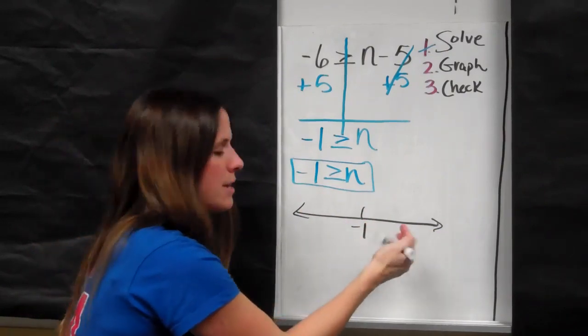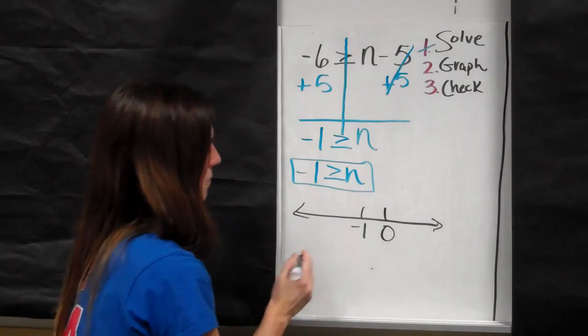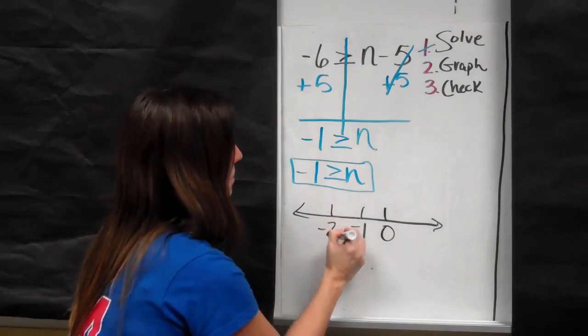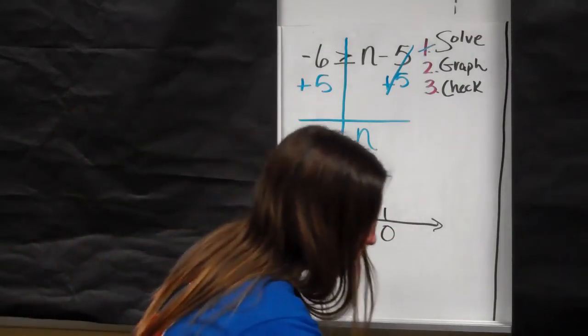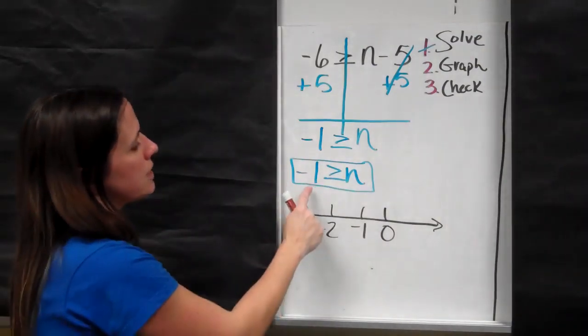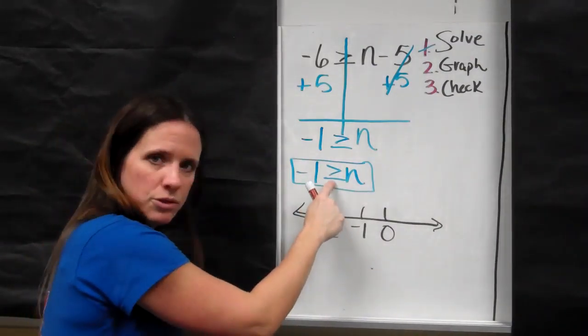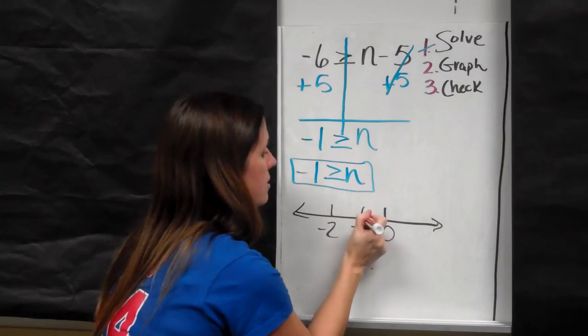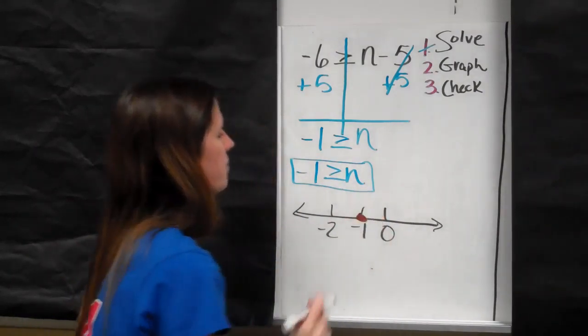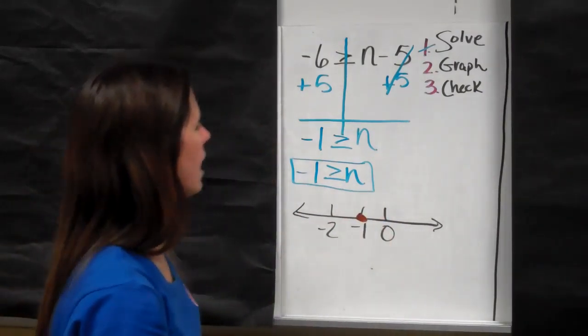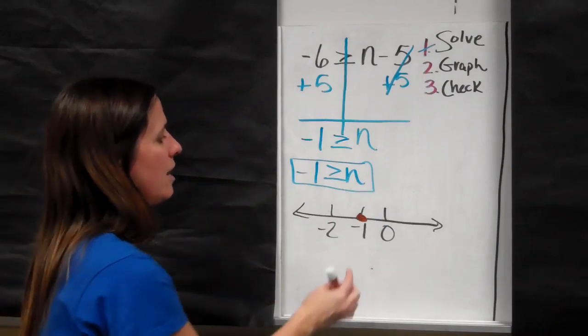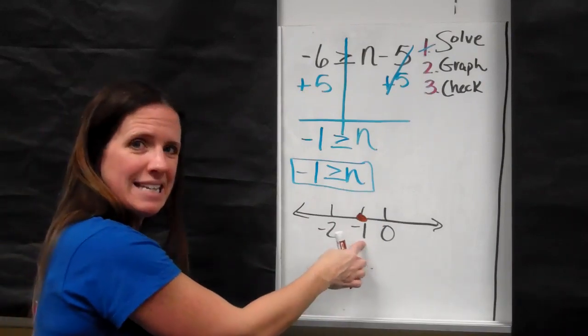What would be 1 to the right of negative 1? 0. And 1 to the left would be negative 2. All right, now, what kind of circle goes on negative 1? It's greater than or equal to, because we have that equal, it's a closed circle. And negative 1 is greater than or equal to n. So negative 1 would be the biggest.